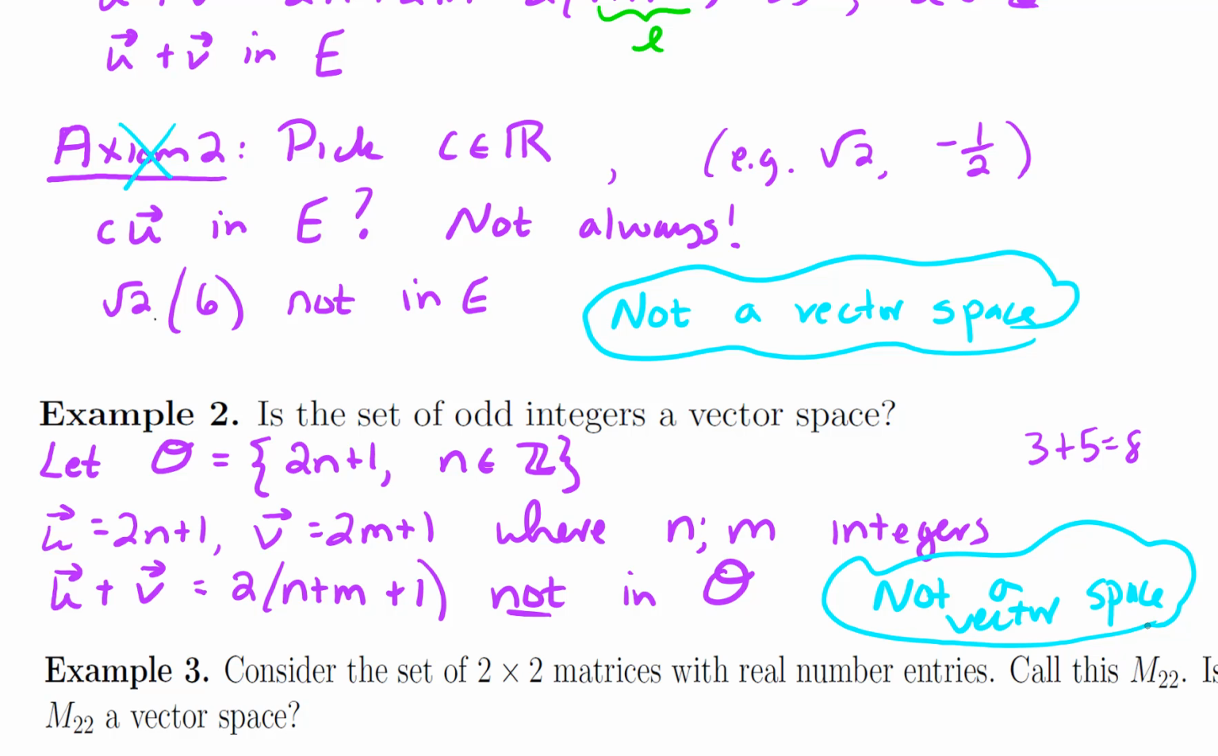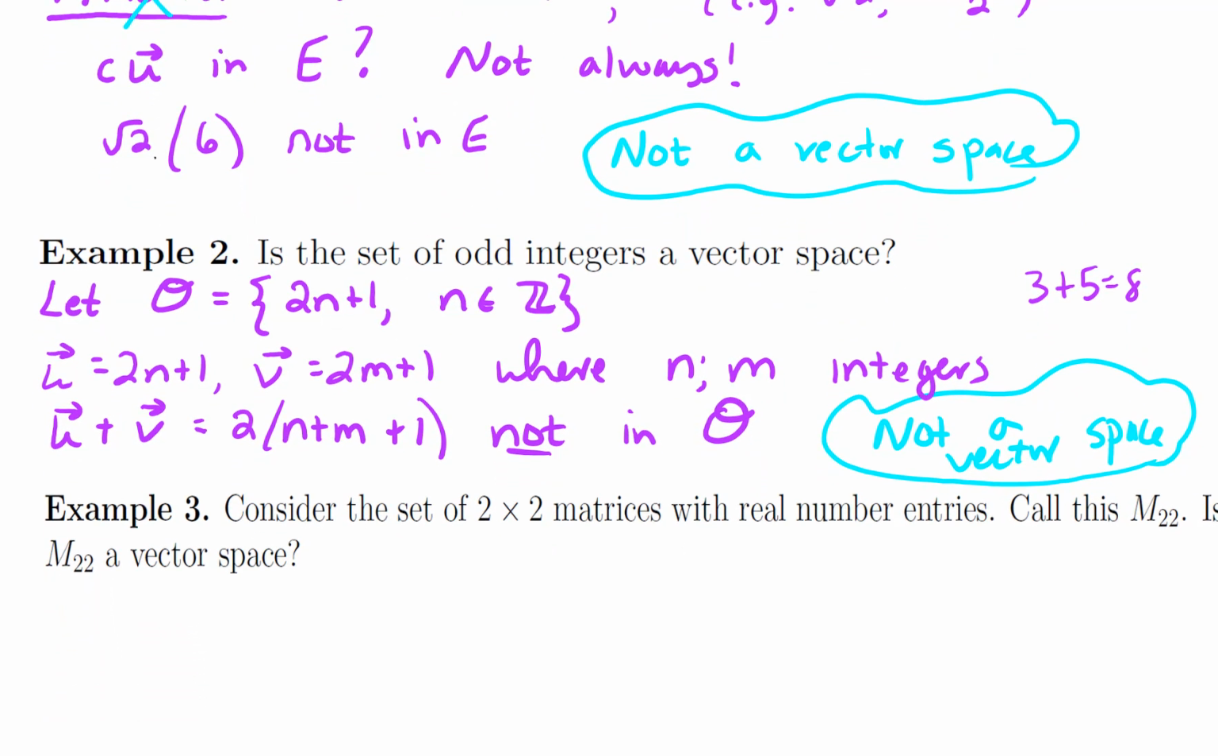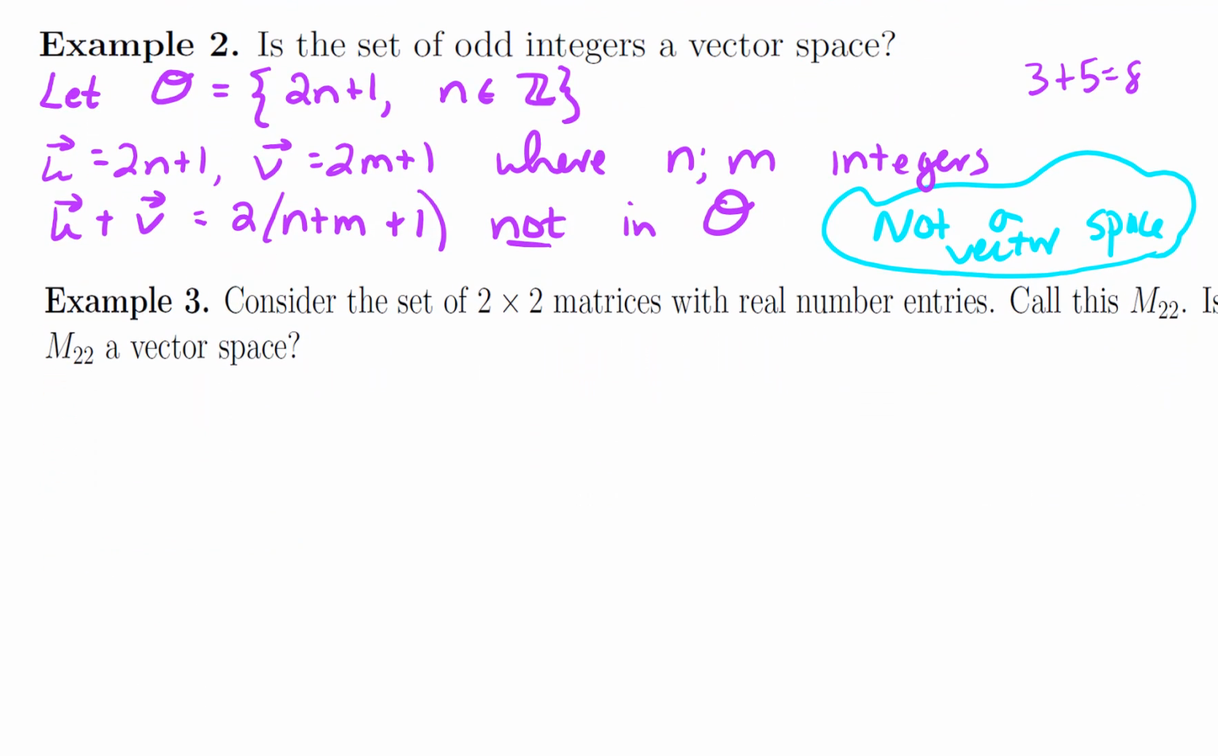Okay, so let's take a look at an example related to matrices. In this example, we want to consider the set of 2 by 2 matrices with real number entries, and we'll call this M sub 22, the set of matrices that are 2 by 2. Is this a vector space? All right, well, let's go through our axioms. So, for example, axiom 1 asks if it's closed under addition. So let's pick u to be some 2 by 2 matrix, and let's let v be another 2 by 2 matrix.